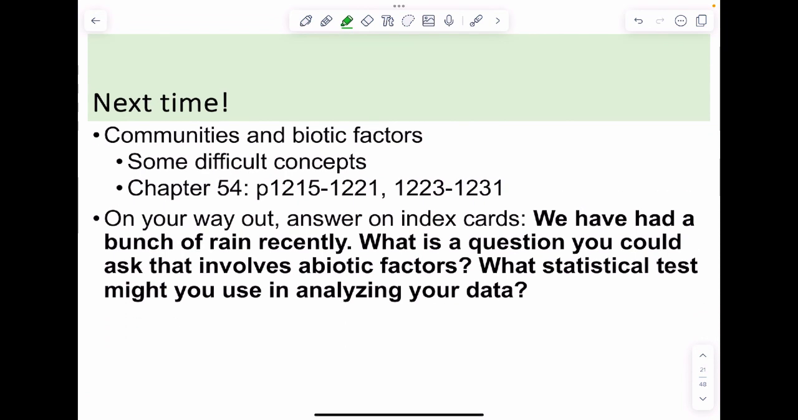So the next lecture for the week, we're going to be looking at communities and biotic factors.